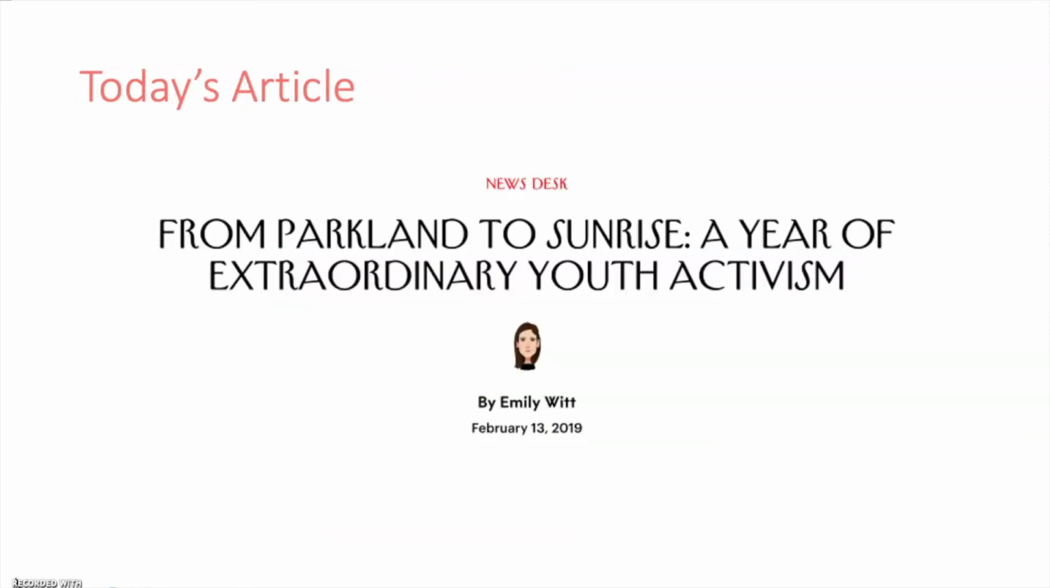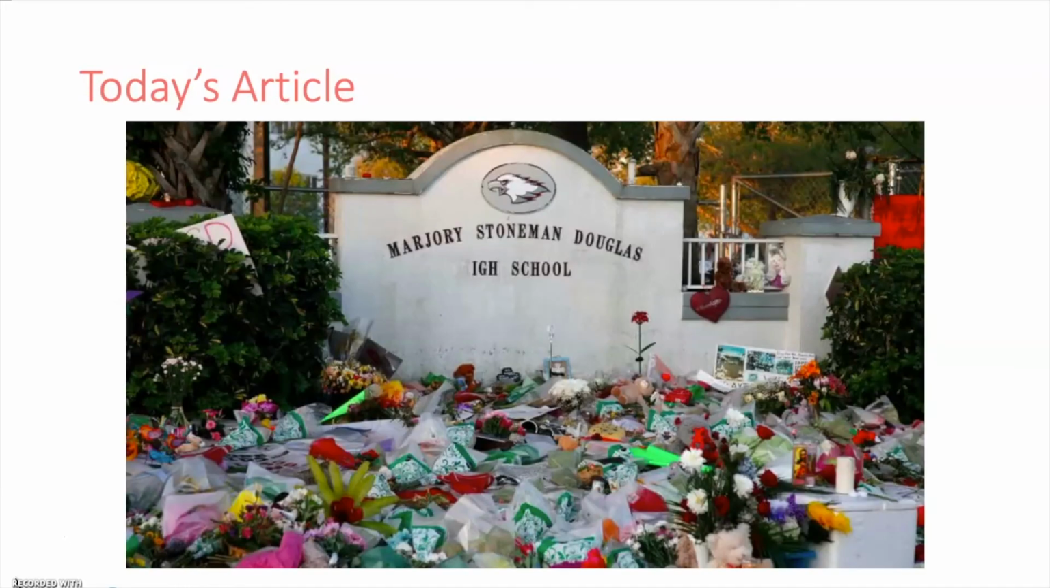It's called From Parkland to Sunrise, A Year of Extraordinary Youth Activism. And the article talks about how teens have become more involved and worked as activists in their communities, starting with the shooting at Marjory Stoneman Douglas High School in Parkland on February 14th, 2018. So you might remember this shooting. It was one of the worst school shootings in recent history, and out of it came the idea of March for Our Lives, students protesting that they shouldn't have to go to school when there's a potential for them to be victims of gun violence.